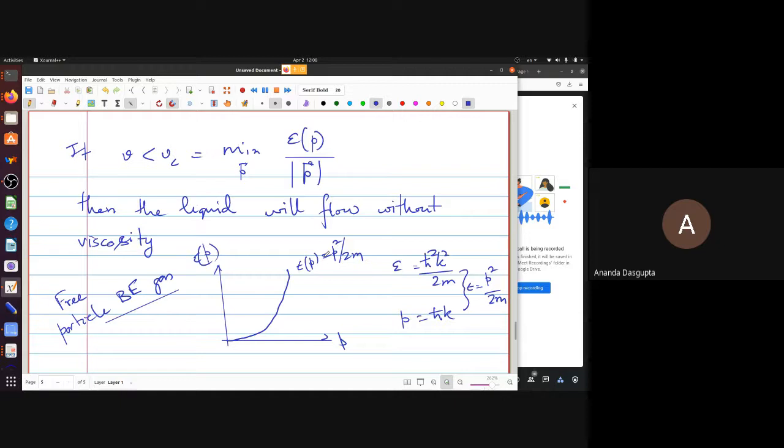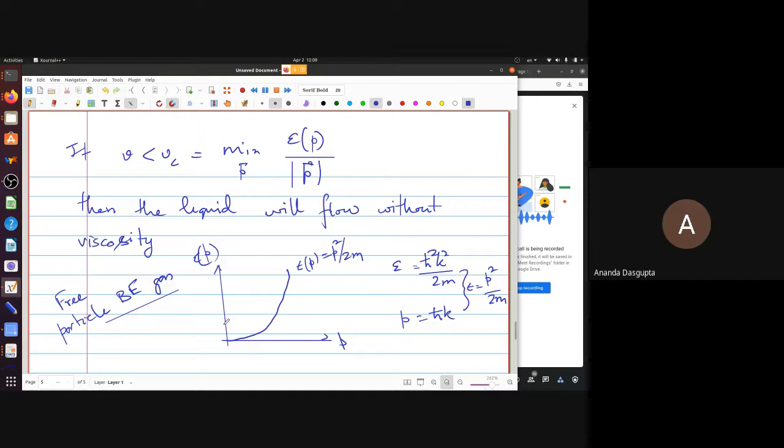So what does this tell you about Landau's criteria? What is the critical velocity for this free Bose-Einstein gas? It's 0, right? So according to Landau's argument, a free Bose-Einstein gas simply cannot be a superfluid because the dispersion relation epsilon p equals p square by twice m does not allow you to have a non-zero critical velocity.